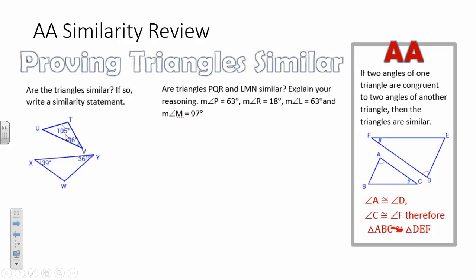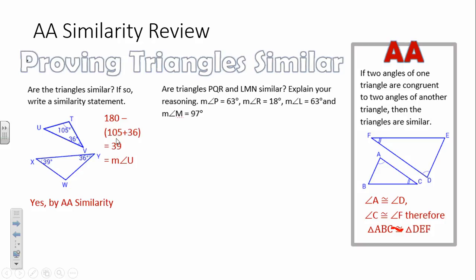So we need to add the 105 and the 36 to get 141, and we would subtract that number from 180 to find out whether we get 39 degrees or not. And it turns out that 180 minus that 141 does equal 39. So the measure of angle U is the same as the measure of angle X. So these two triangles are similar by angle-angle similarity. Some students say, can't I just take 105 plus 36 plus 39 and see if that's equal to 180? And absolutely, that's a perfect strategy. You decide which works best for you.